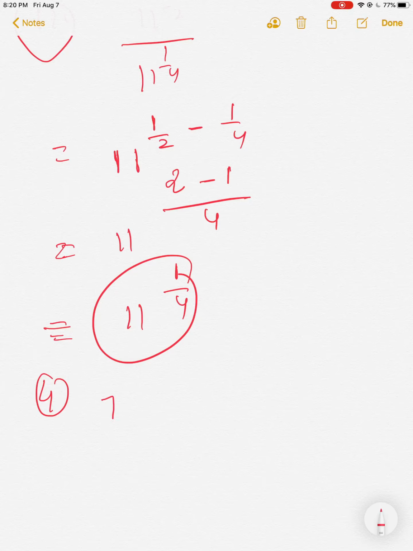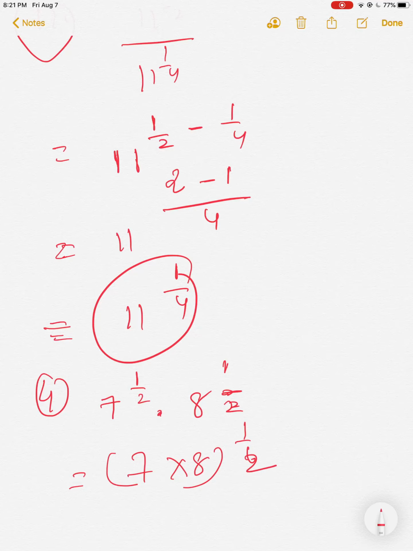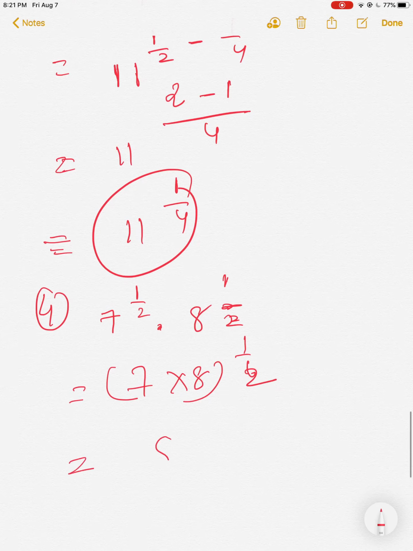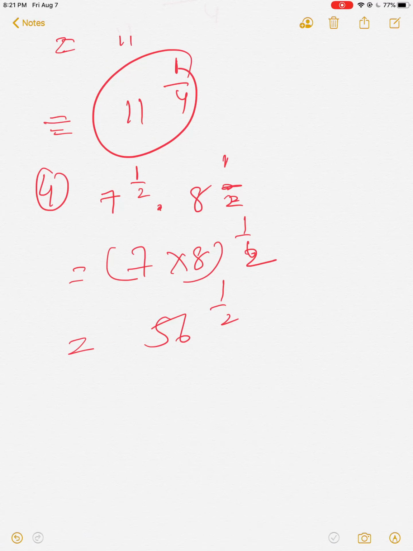Now next is the fourth problem. 7 raised to 1 upon 2 into 8 raised to 1 upon 2. Here bases are different but the power is same. So we can write 7 into 8, whole raised to power 1 upon 2. Now 7 8s are 56, so 56 raised to 1 upon 2. This is the answer.